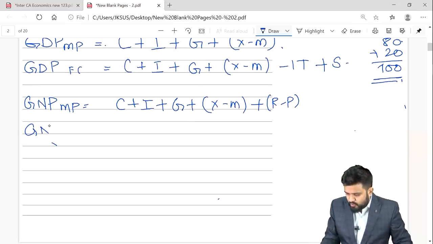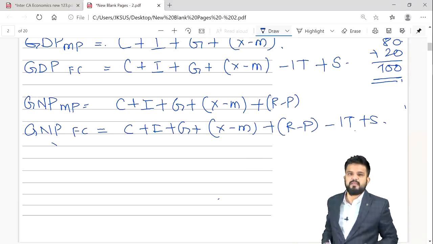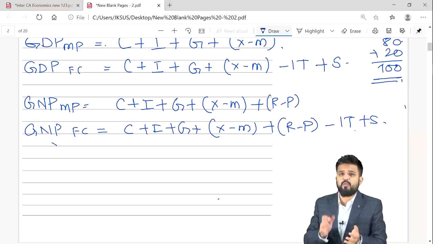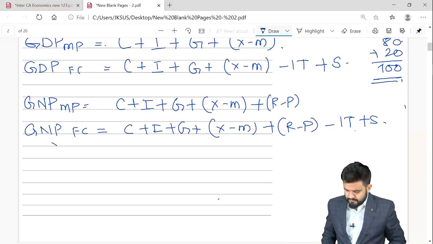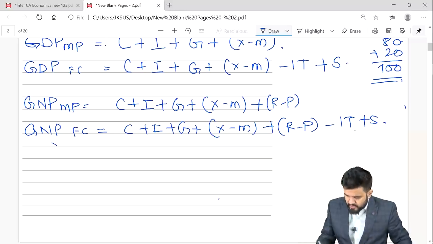But now we need to convert this into factor cost, then it will be C plus I plus G plus X minus M plus R minus P minus IT plus S. So you remove indirect tax, you add subsidy, you get factor cost. Very simple. This was about GNP factor cost calculation.